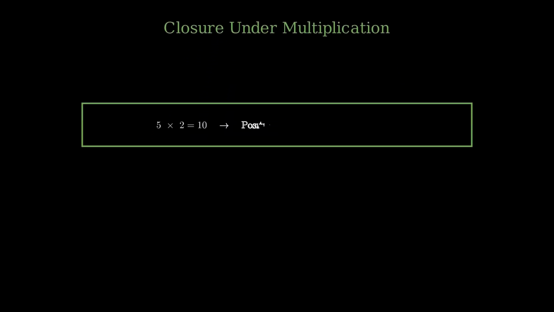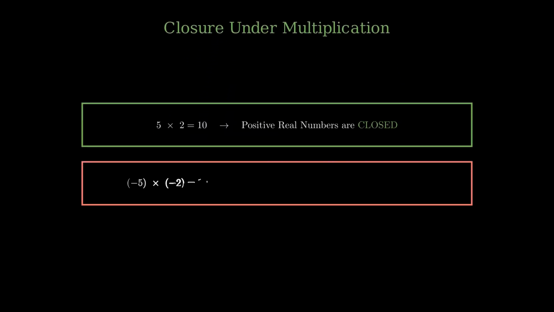Let's look at the closure property. The set of positive real numbers is closed under multiplication because 5 times 2 equals positive 10. However, the set of negative real numbers is not closed under multiplication. Multiplying -5 and -2 results in positive 10, which leaks out of the negative set.